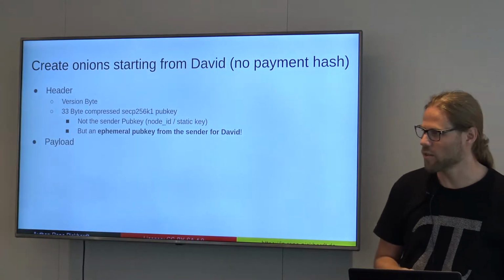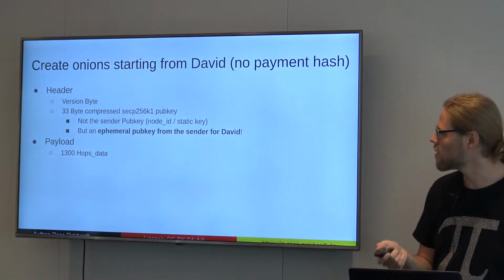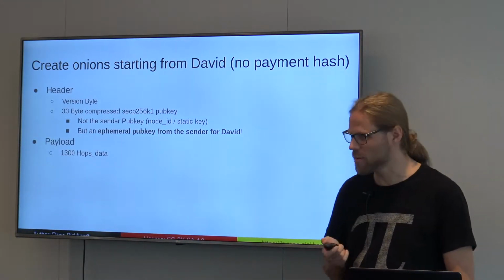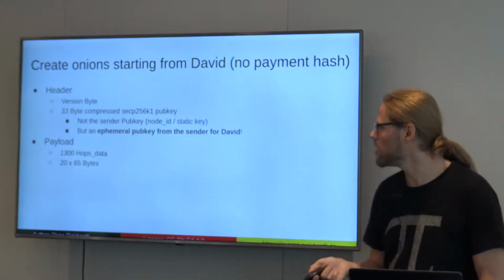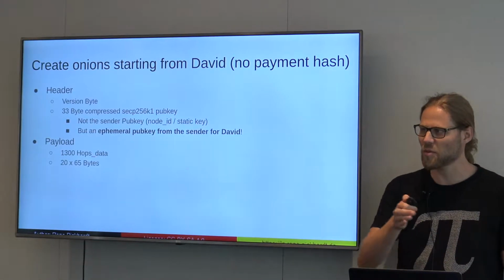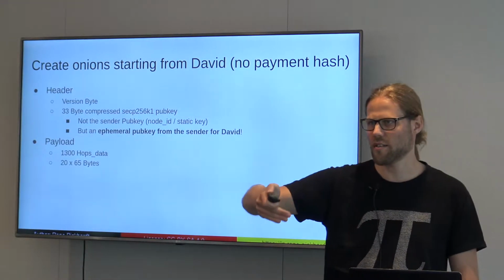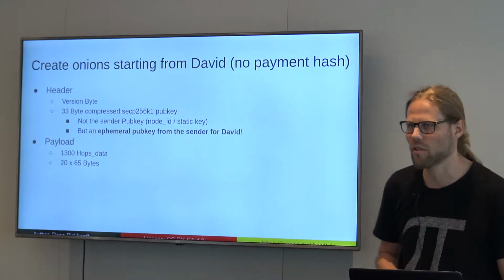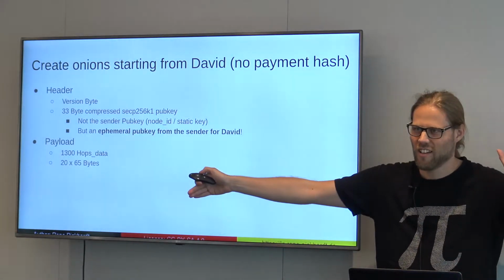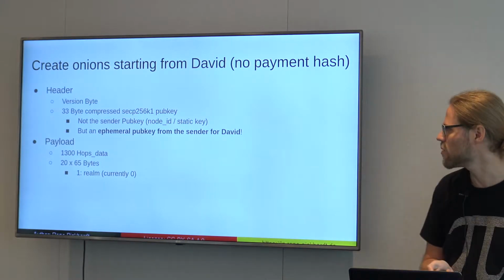Then there is a payload in the onion. The payload consists of 1,300 bytes of hops data, and this boils down to 20 times 65 bytes. So you can have a maximum of 20 hops on the onion. There are no longer paths permitted in the Lightning Network currently, even if the network grows and has a larger diameter. And each hop needs 65 bytes of data.